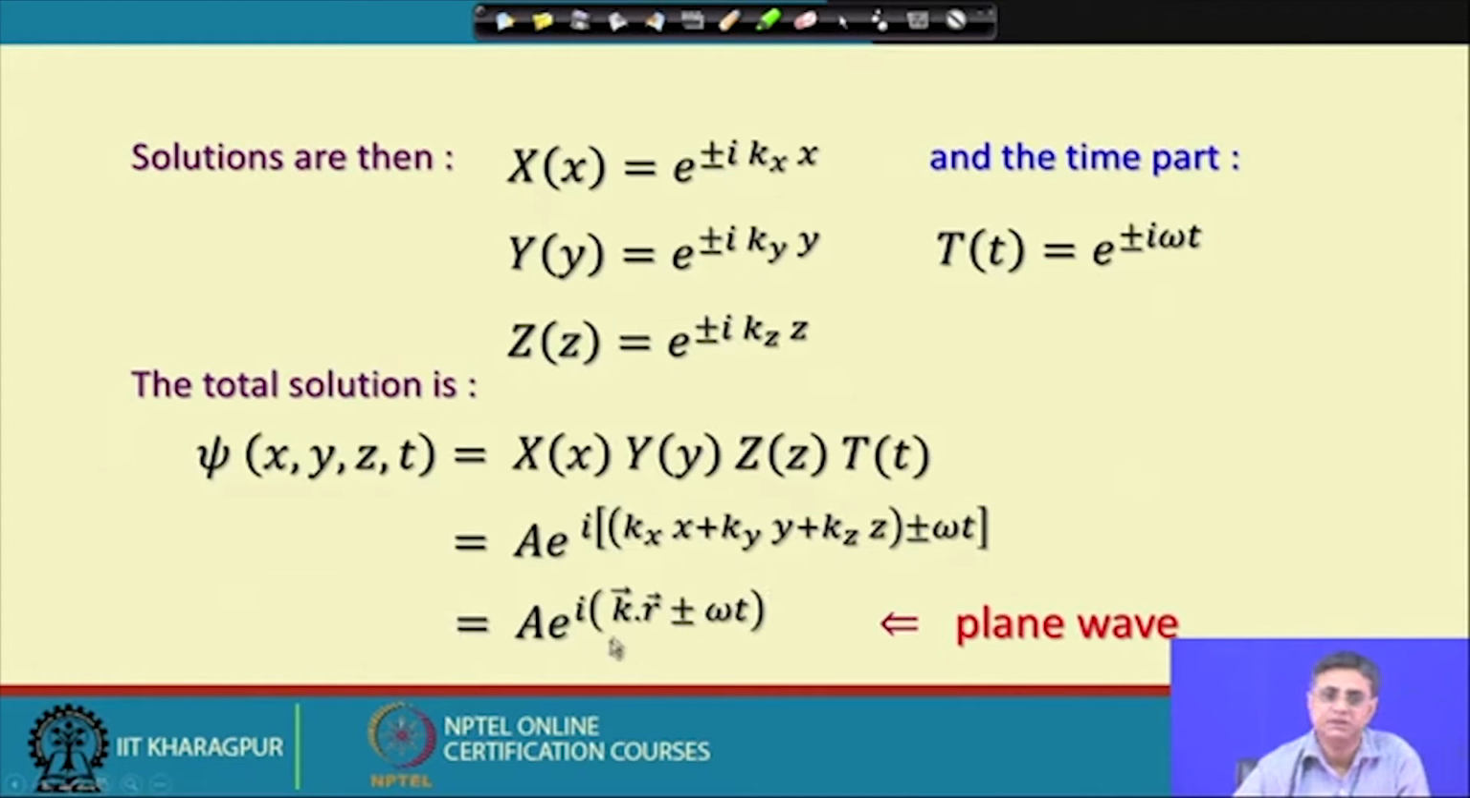So, starting with the Cartesian coordinate system for the Laplacian, we end up with the solution of psi, because psi represents the electromagnetic waves, the E vector or any of the components of E, the B vector or any of the components of B. In general, each component will satisfy this plane wave equation.